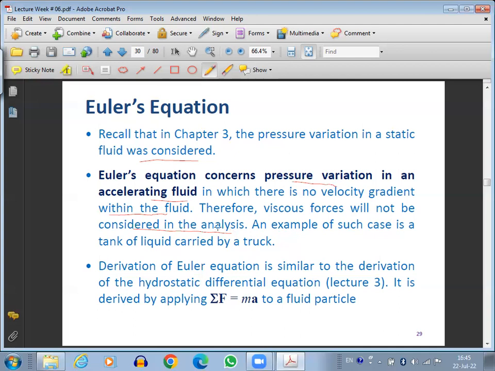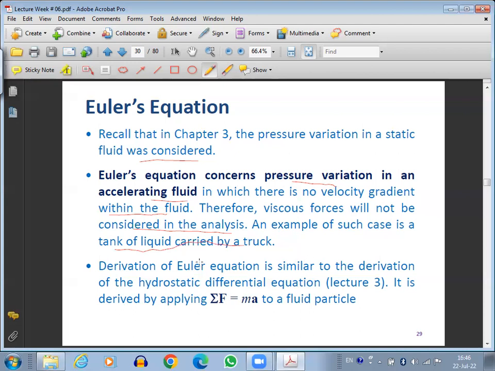Remember, viscous effects will always be there when the fluid itself is in motion. When the fluid itself is in motion, the layers of fluid might be moving at a relatively different speed. Whenever there are two layers of fluid in contact with each other but moving at a relatively different speed, there is going to be friction between the layers of the fluid, and that friction causes viscous effects. But if all the fluid layers are moving at the same speed, then there is no relative motion, so viscous effects are not there. Thus the viscous forces will not be considered in the analysis. An example of such a case is a tank of liquid carried by a truck.